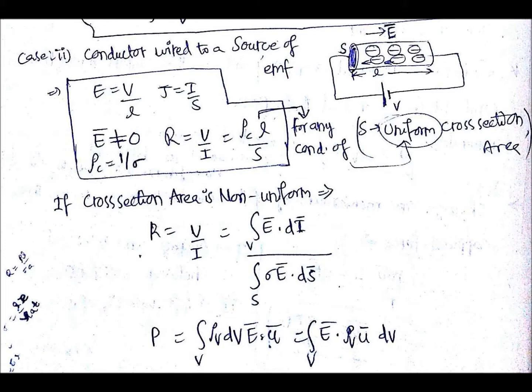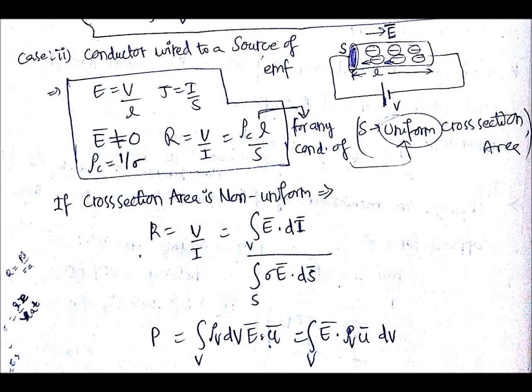So suppose the cross-section area is non-uniform, how do we find the resistance? This is one important and tricky question. In those cases you need to find the resistance as V by I, but here V is the integral of E bar dot dl bar, and I is the integral of sigma E bar dot dS bar. You need to find it like this, because you cannot directly substitute V equals EL and I equals JS. You need to integrate them because the cross-section area is not uniform.